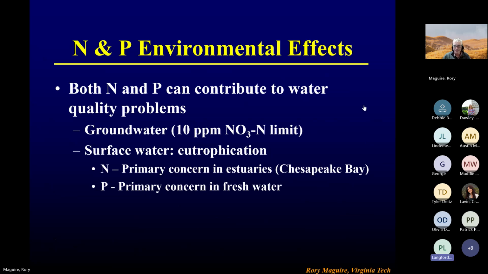So we're going to move on to nitrogen and phosphorus environmental effects. Both nitrogen and phosphorus can contribute to water quality problems. This includes groundwater, where the nitrate limit is 10 parts per million, and surface water, where we can see eutrophication. For nitrogen, this is a primary concern in estuaries or the Chesapeake Bay. And then for phosphorus, this is a primary concern in freshwater. Next slide, please.